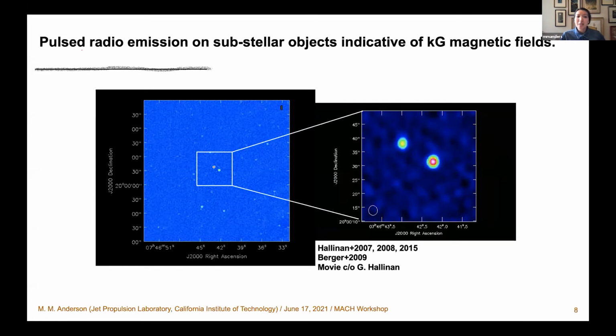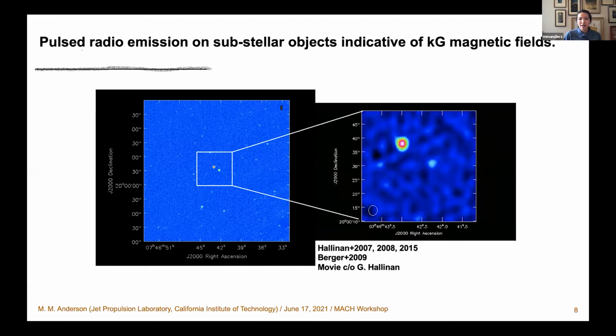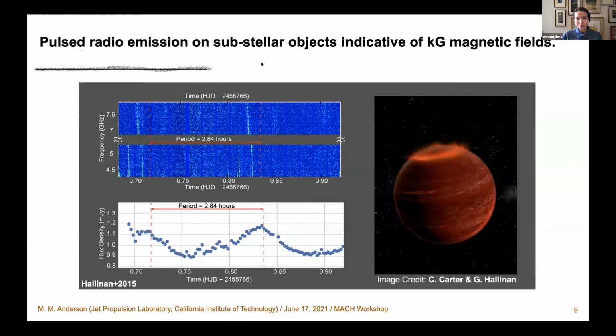Well, there have been detections of pulsed radio emission on substellar objects at gigahertz frequencies. So what I'm showing here is a nice movie showing VLA observations of an M8.5 dwarf. And what we're seeing is pulsed emission. This source is going in and out. And what we're observing is essentially this auroral radio emission as the beam of emission pulses across our line of sight. The detection of this emission at gigahertz frequencies indicates kilogauss magnetic field strengths.